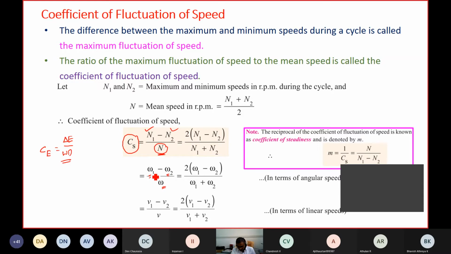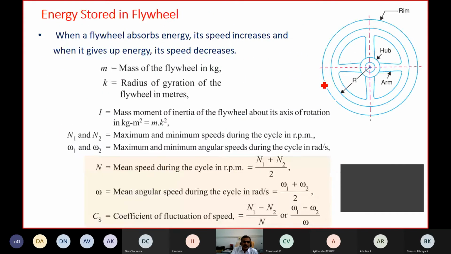See, the flywheel will be looking like this. So this is a flywheel. The flywheel has a rim. This is known as the rim, this is known as the arm, and this is known as the hub. Here only we fix the shaft. And the rim and hub are connected by arms.